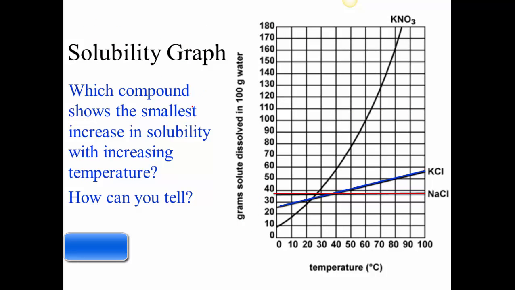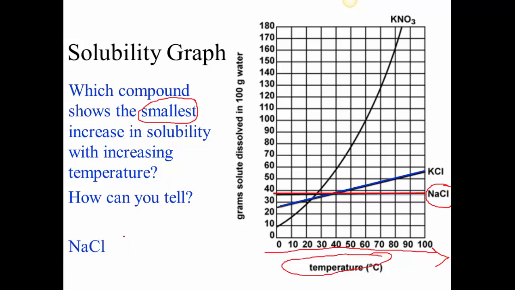Here, we want to know which one has the smallest increase in solubility as temperature increases. If you look down here, you see the temperature. If you look at the graphs, you want the one that changes the least going from left to right, because that's the increase in temperature. So which one does that? Well, NaCl. If you notice, it's a straight line going across there.